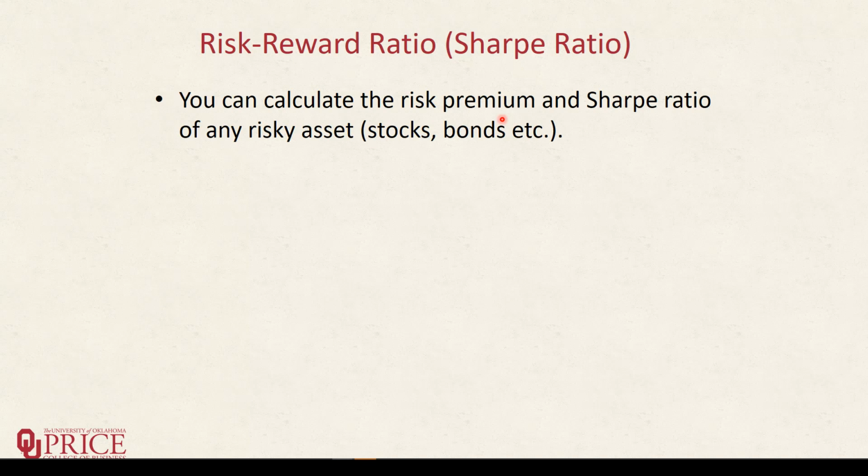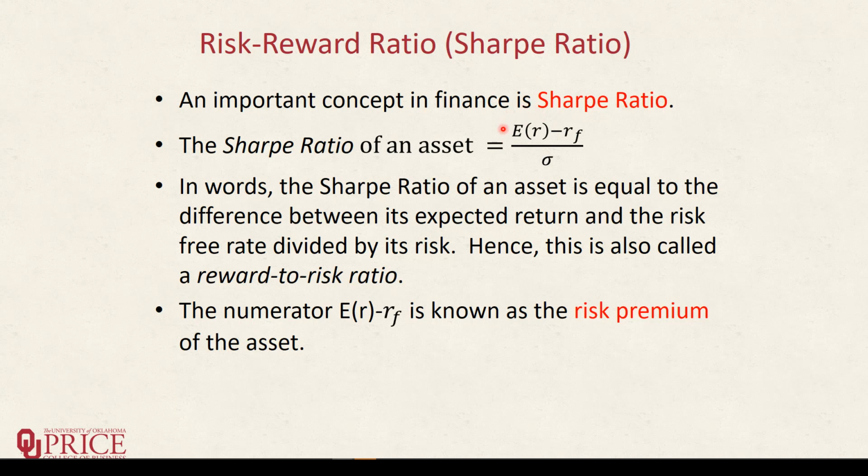You can calculate the risk premium and the Sharpe ratio for any risky asset. It could be a stock, it could be a bond. For example, if you calculate the risk premium of Apple, this is going to be the expected return of Apple, and this is going to be the risk of Apple stock. But the risk-free rate, because this is the T-bill rate, does not change with the risky asset. Whether you're calculating the risk premium for Apple or for Google or for Tesla, the risk-free rate is the same because this is the government bond rate. So this does not depend on the stock.